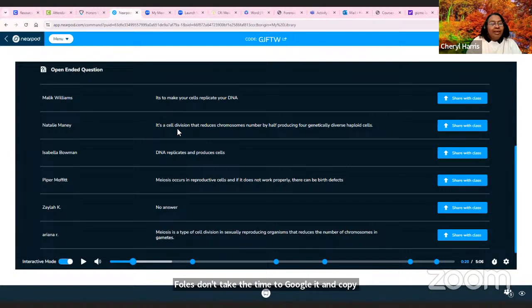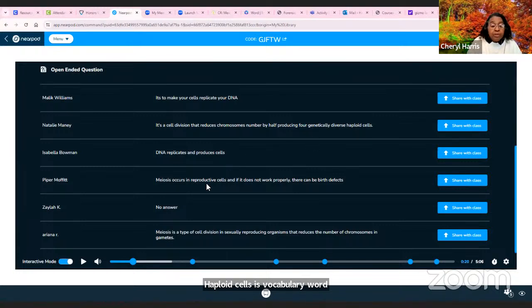Natalie says it reduces the number of chromosomes in half. All right, now all of that vocabulary, so make sure that you're paying attention as we go along because that is the key part right there. And as Ariana says, it is cell division for sexually reproducing organisms that reduces the number of chromosomes in the gametes. So gametes is a vocabulary word. Haploid cells is a vocabulary word. What else have you said?